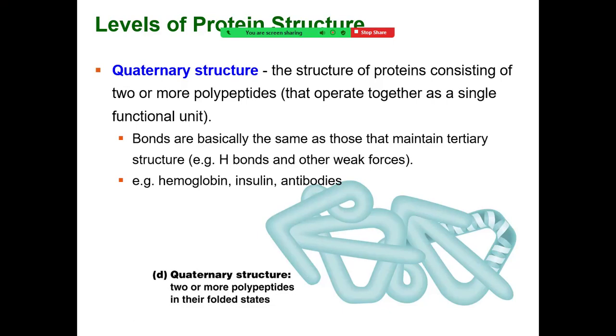Only proteins that are made up of more than one polypeptide have a quaternary structure. Examples of proteins that have a quaternary structure include hemoglobin and the antibodies. Each of these proteins, hemoglobin and antibodies, is actually made up of 4 different polypeptide units. Any question about the levels of protein structure?